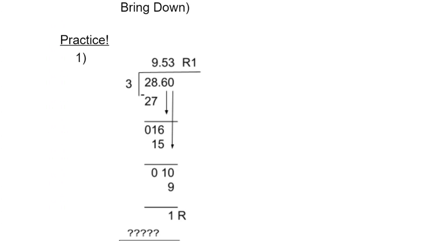And then you say, okay, how many times does 16 go into 3? You would say 5 times, so 5 times 3 is 15. Subtract that, and you still get 1, and you bring down the 0, and then it would be, how many times does 10 go into 3? Well, it goes 3 times. 3 times 3 is 9, and 10 minus 9 is 1. So basically, we could continue to get a bigger decimal, but in this case, I'm just going to stop there, and I'm going to say 1 will be the remainder. So we would say 9 and 53/100ths, remainder 1.